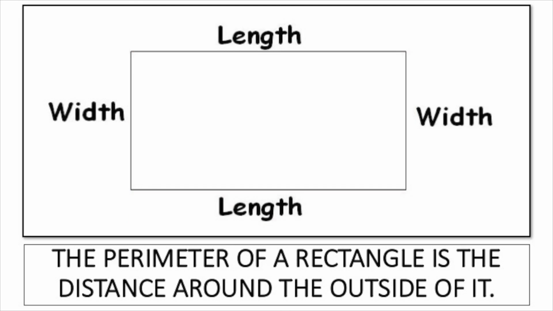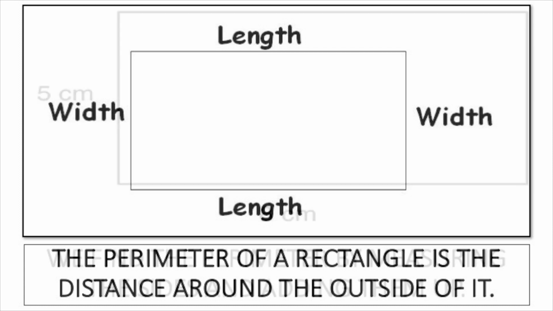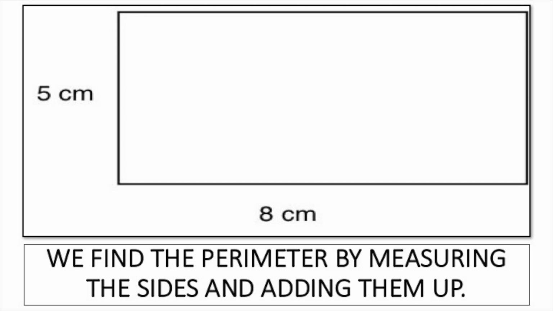Now we'll move on to measurements. The perimeter of a rectangle is the distance around the outside. Okay, so perimeter is the distance around the outside. We find the perimeter by measuring the sides and adding them up.